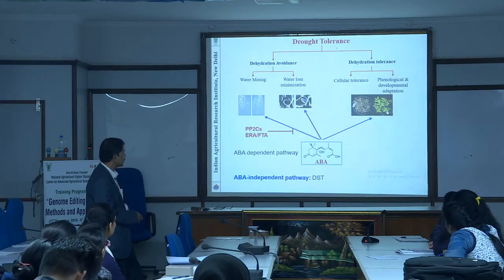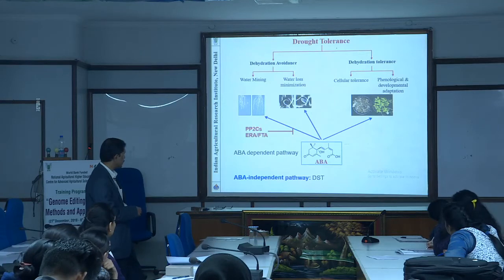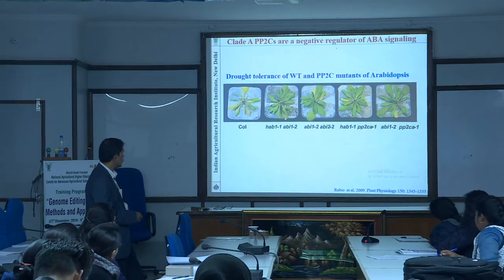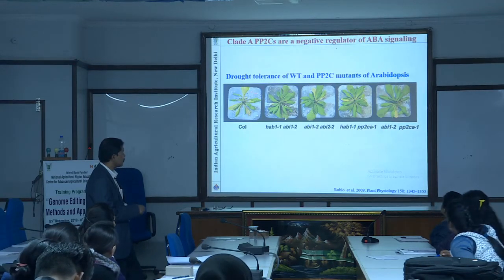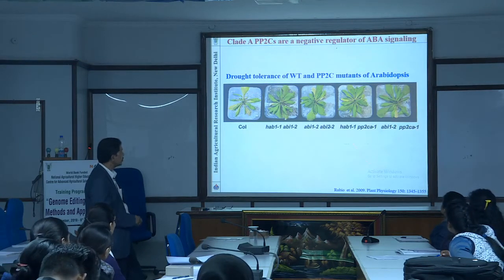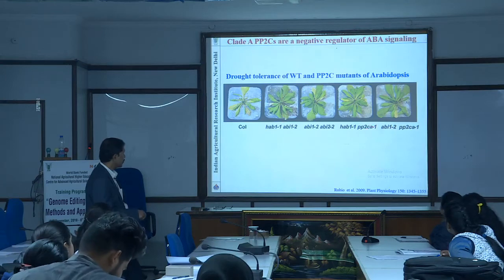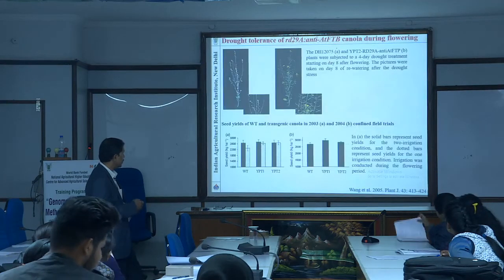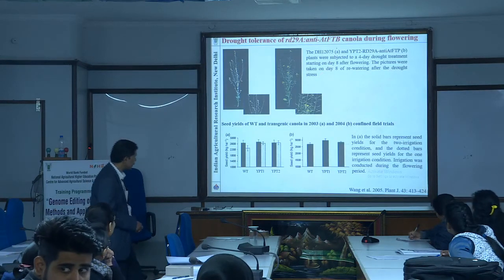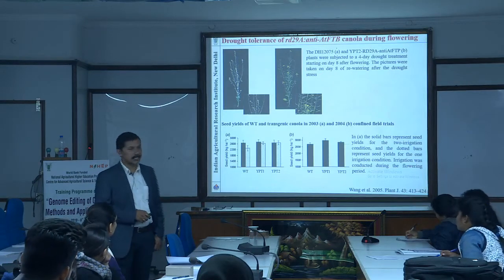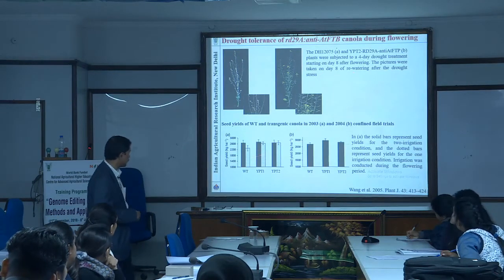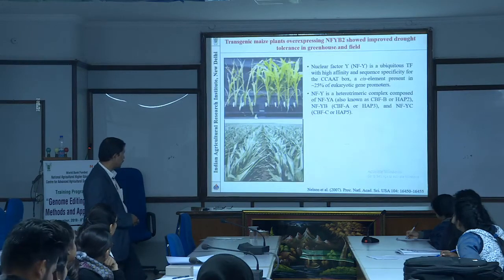In other cases, we have mutants at different stages of development. As I told you, we are also targeting protein phosphatase 2C and farnesyl transferase, because earlier studies have shown, although not in rice but in Arabidopsis, that if you mutate the protein phosphatases, you can produce a stress tolerant plant. And for farnesyl transferase, by using an antisense approach, it was demonstrated long back that it can produce higher yield in field conditions also.